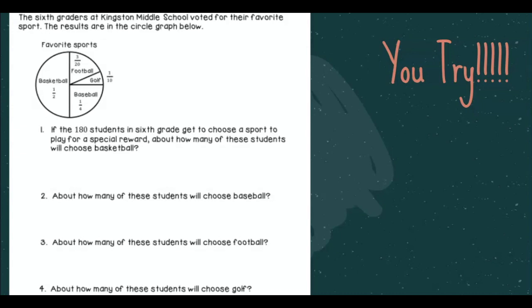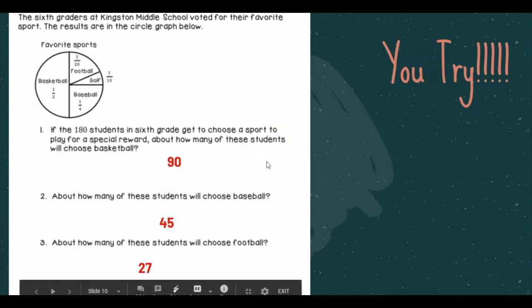All right, so when you worked out these problems on your own, of course, the majority of the fractions that were given had a numerator of 1. So because the numerator is 1, you can just take 180 and divide it by the denominators. So for the first one, if we look at the circle graph, the denominator for basketball was 2. So if you take 180 and divide it by 2, you should get 90.